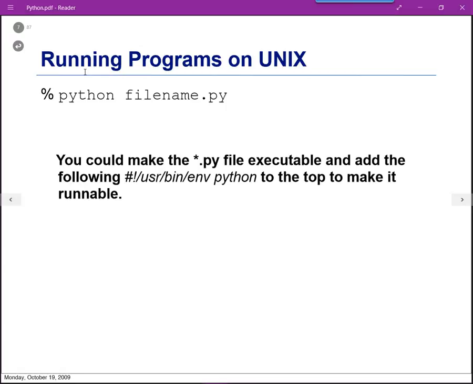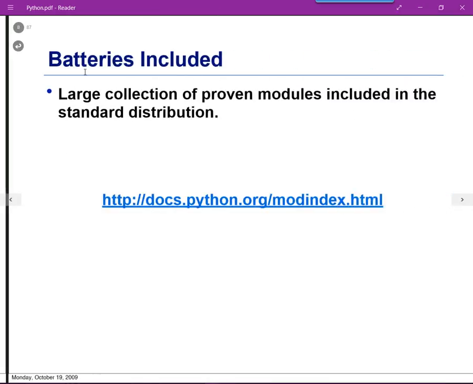Python file names. If you create a file, you can just type Python and the name of the file. The extension for Python programs is .py. Later we'll go through how we would write one. So you can make it executable and add the following after to make it runnable. We won't do that today.